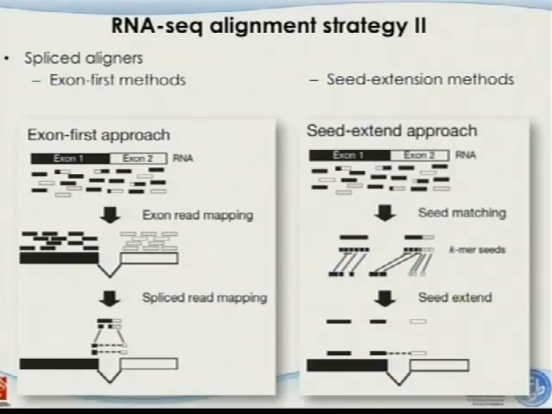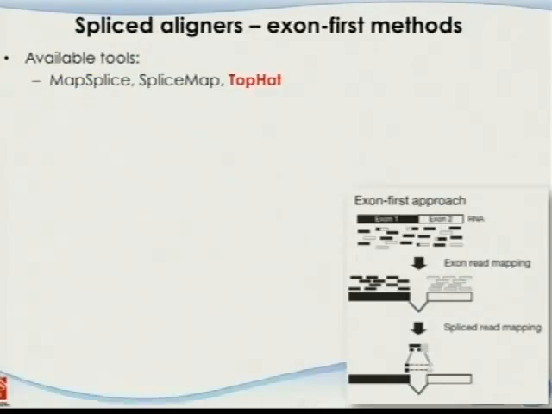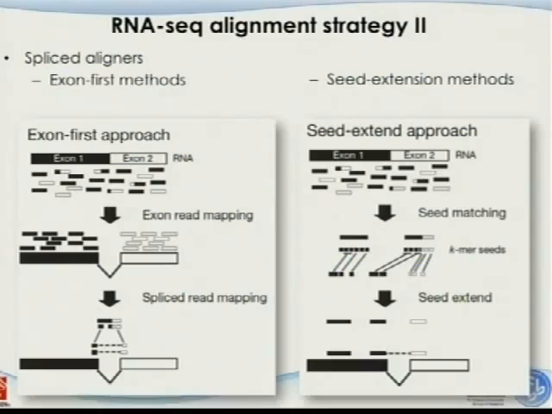The second type of strategy is called the seed extension method. So what they do is they don't really do the first thing. They don't map things against the genome and try to identify the exons. Rather, they will break every single read into smaller pieces and then map it and then connect it. So these are the two general approaches.